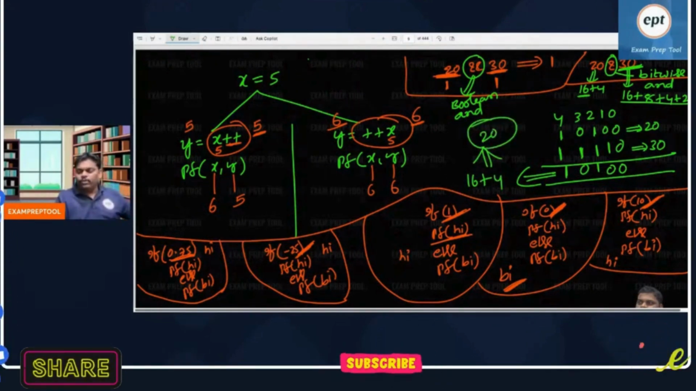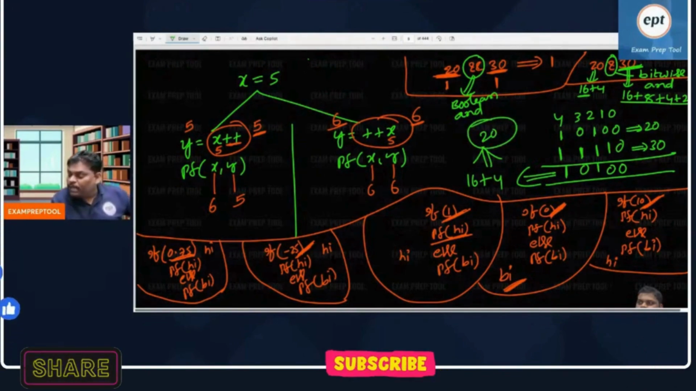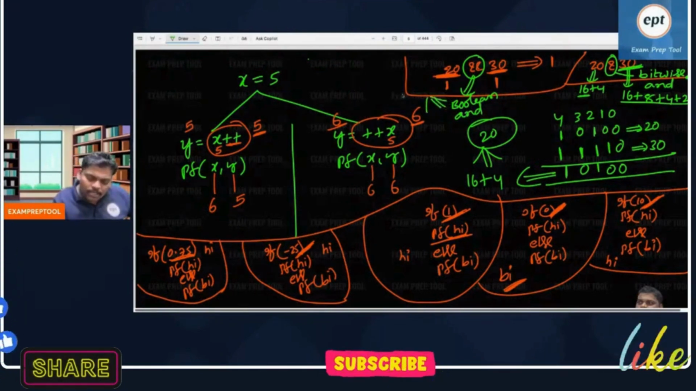The answer is going to be 20. So remember, it is a bitwise AND operator. It is a Boolean AND, another name is logical AND. See, I am repeating once again. The right-hand side is bitwise.